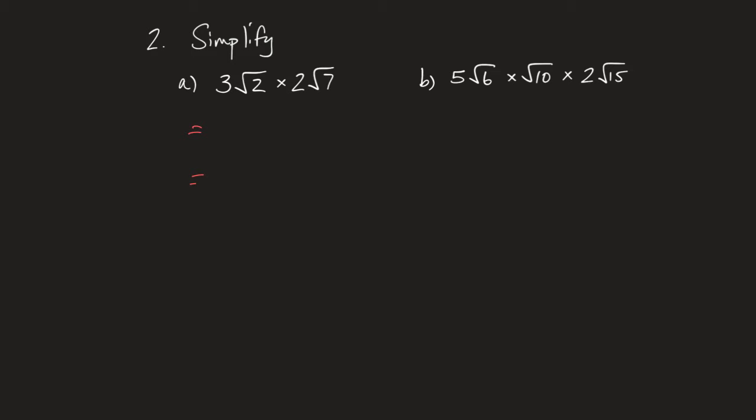So for us to go through, I have my 3 root 2 times my 2 root 7, multiply my coefficients, 3 times 2 is 6, and to multiply our roots means multiply the numbers underneath. There we go. Hopefully we got down to 6 root 14, and hopefully we felt pretty comfortable with it.